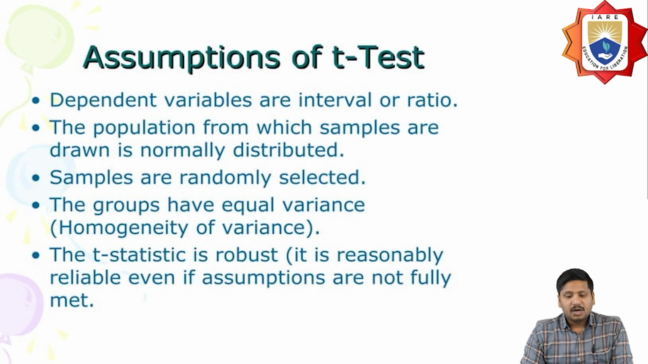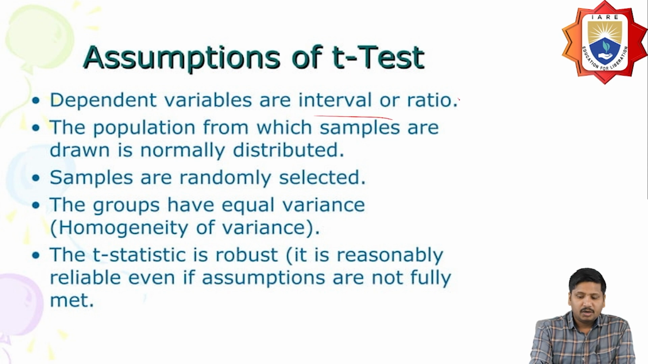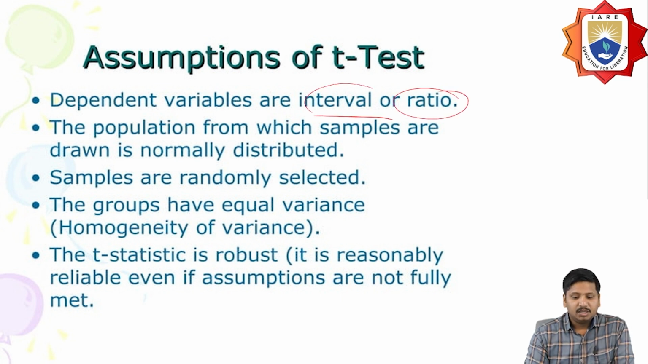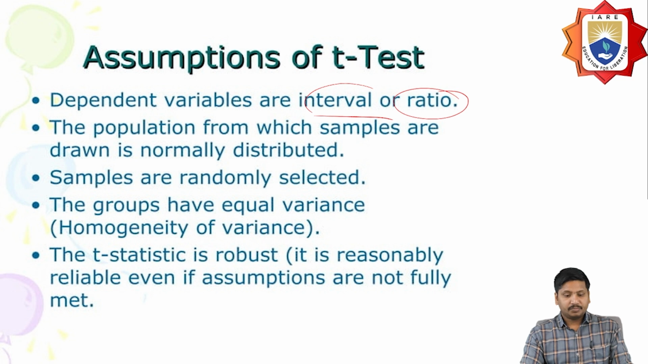So, what are the assumptions of the t-test? The dependent variables are interval or ratio scale, and the population from which the samples are drawn should be normally distributed. Samples are randomly selected, and the groups have equal variance, what we call homogeneity of variance. And the t statistic is robust, so it should be reasonably reliable even if the assumptions are not fully met.